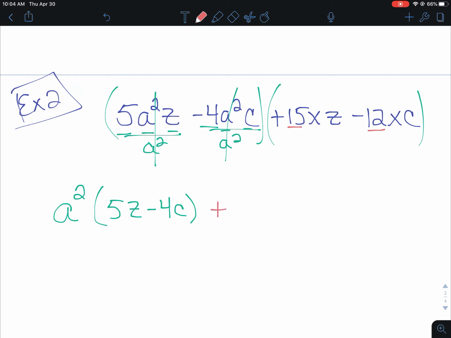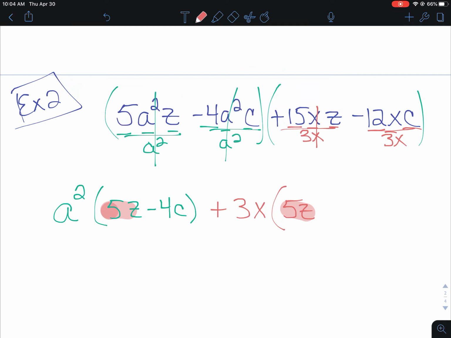So I'm starting with 15 and 12. Well, I know I can take a 3 out of those. X and X, they both have X in common. Z and C, nope. Okay. So 3X is the GCF. So 15XZ, well, 15 divided by 3 is 5. X divided by X cancels, and I'm left with Z. Remember, you want what's in the first factor to be the same as what's in the second factor, so we're off to a good start.